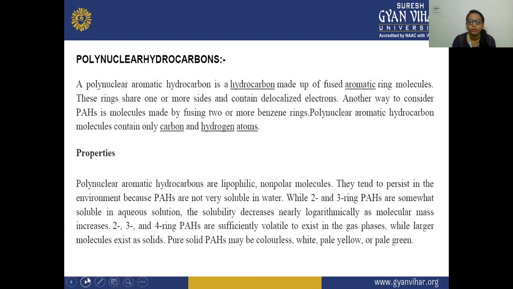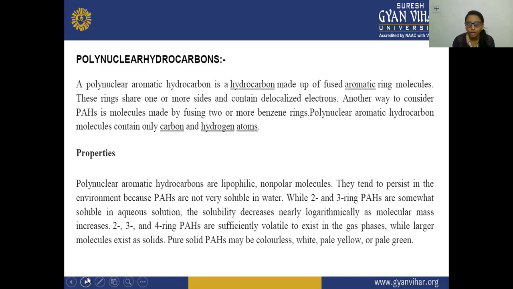Next is your polynuclear hydrocarbon. So here, the polynuclear hydrocarbon is a hydrocarbon which is made up of fused aromatic ring molecules. Means here that the aromatic rings, means the benzene rings, are fused, and one or more benzene rings are fused together, and there is a formation of this polynuclear hydrocarbon, or you can say polynuclear aromatic hydrocarbon, polycyclic aromatic hydrocarbon. So these are the names of this polynuclear hydrocarbon, or in short you can say PAH. And these are the hydrocarbons.